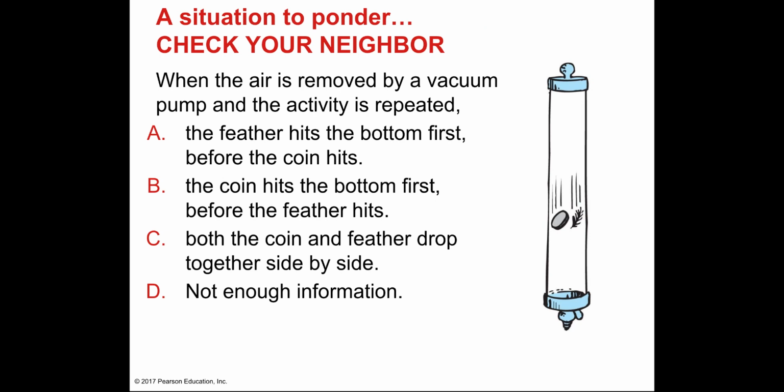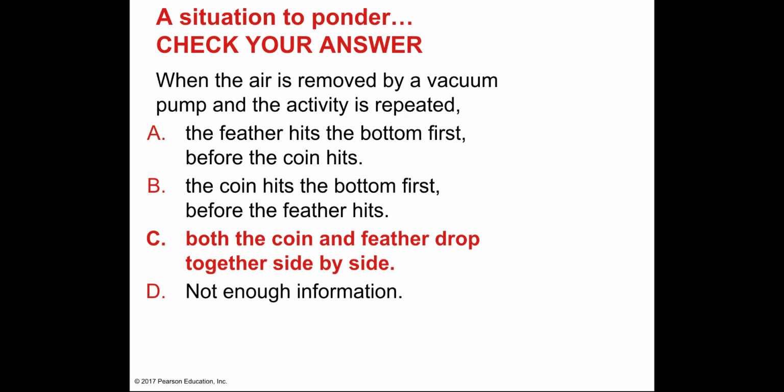When the air is removed by a vacuum pump and the activity is repeated, both objects are now acting under the influence of gravity. And so both the coin and the feather drop together side by side because they are all accelerated at the same value.